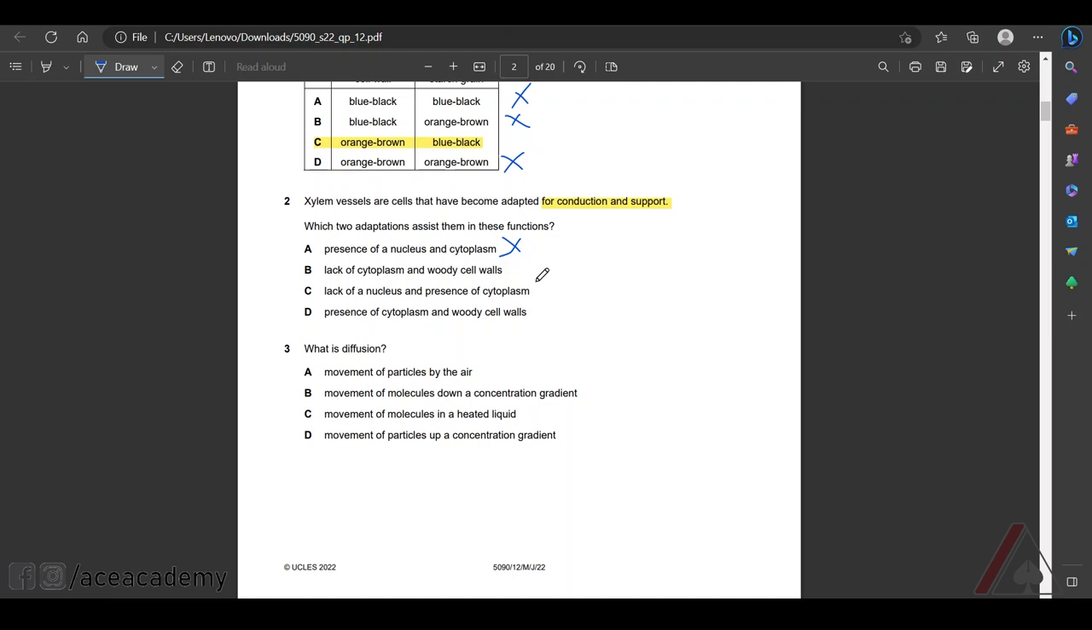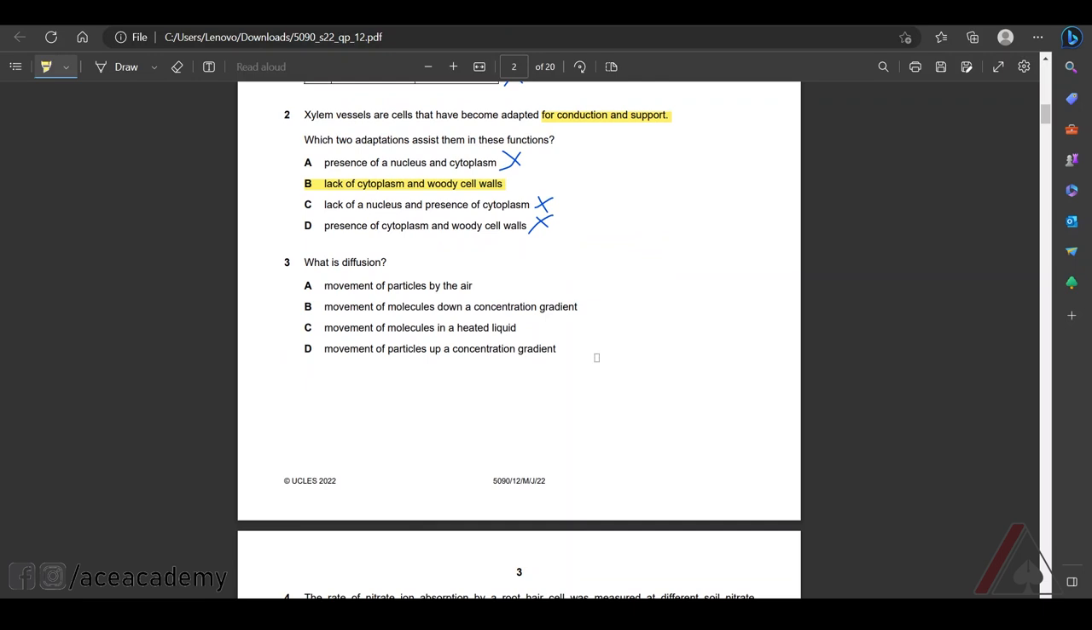But let's look at the other ones. Option C says lack of a nucleus and presence of cytoplasm. Again, the presence of cytoplasm hinders conduction, so C is also wrong. And D says presence of cytoplasm. Again, the presence of cytoplasm should not be a part of our answer. D is also wrong. Our correct answer should be B.